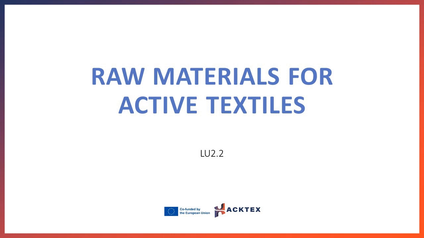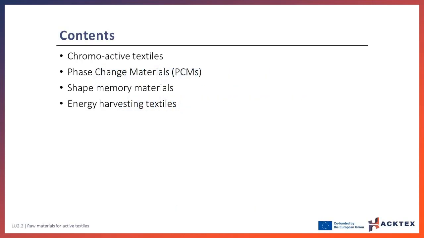In this lesson, you will learn about materials for the development of active smart textiles which can both sense and react to environmental conditions, and hence, can be considered both sensors and actuators. The fundamentals of chromo-active materials, phase change materials, shape memory materials, and energy harvesting materials, focused on textile applications, will be revised in this lesson.